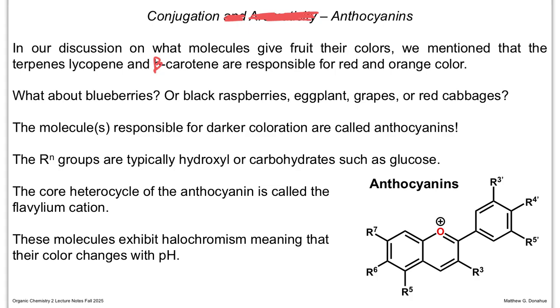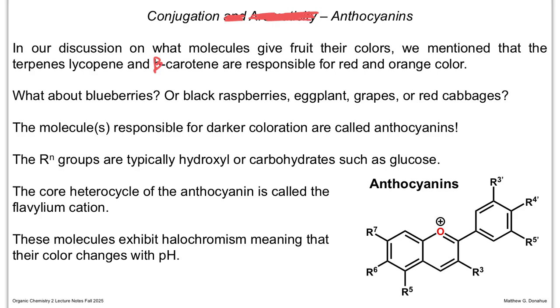So there's more like red and orange and yellow, green kind of fruits and vegetables, and the darker colors are a little bit more rare. So like blueberries, black raspberries, eggplant, grapes, red cabbage, they get their color from a different type of molecule.